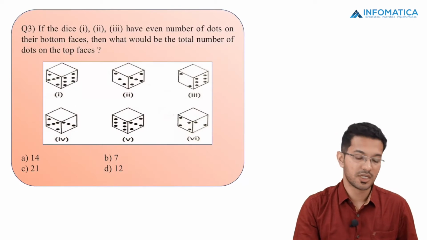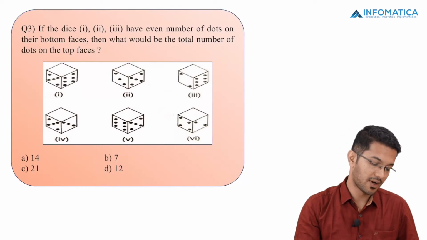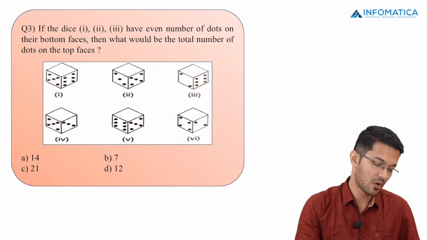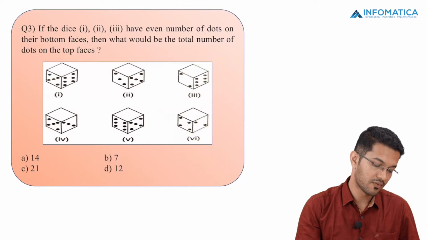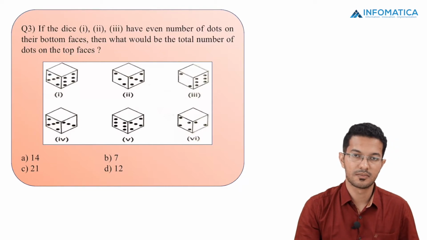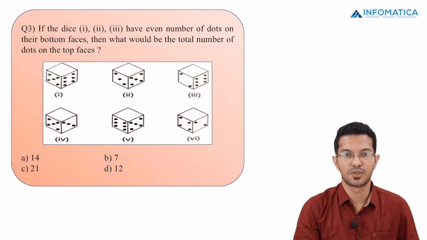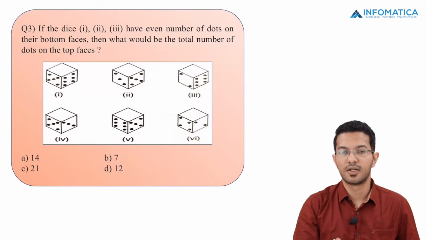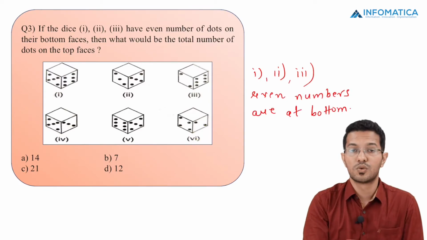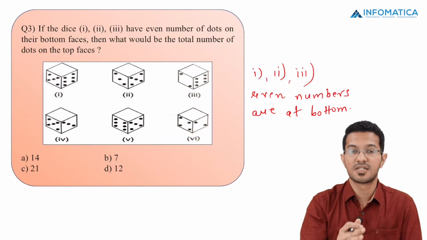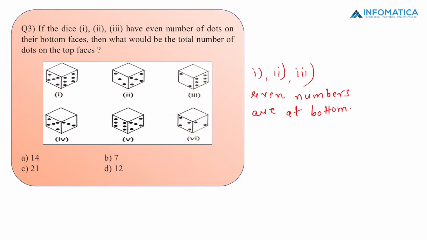Now let me go for the third MCQ. It says that if the dice 1, 2 and 3 have even number of dots on their bottom faces, then what would be the total number of dots on the top faces? So let me go for the solution. So students, if we look at the figures 1, 2 and 3, the even numbers are at the bottom. So students, we can say that the top faces will have 3, 1 and 3.